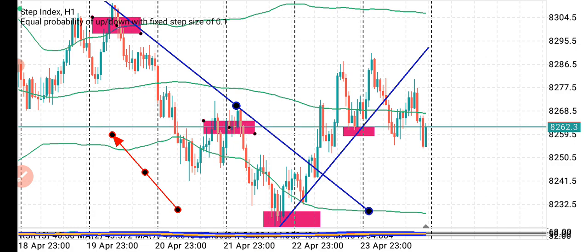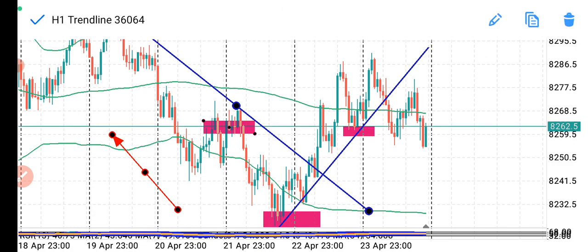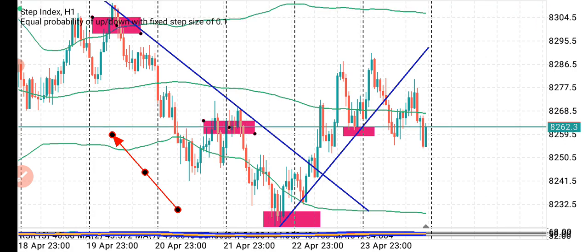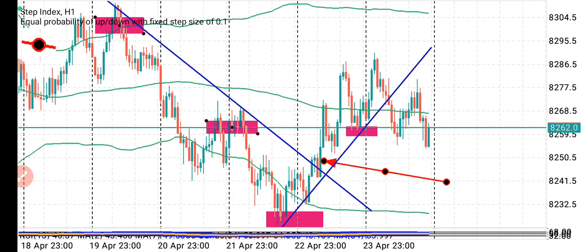So in this video, let's look at the major three scenarios in trend line. The first scenario, which is our breakout, is what happened in this zone.